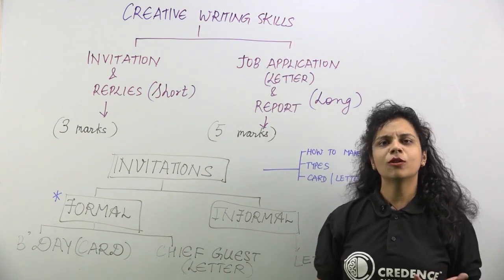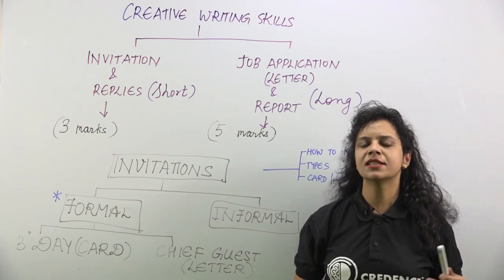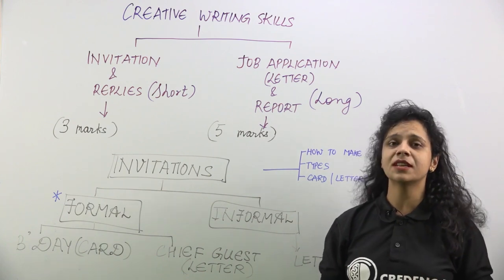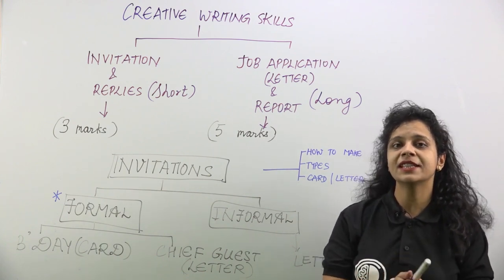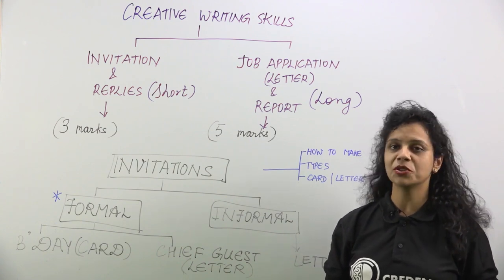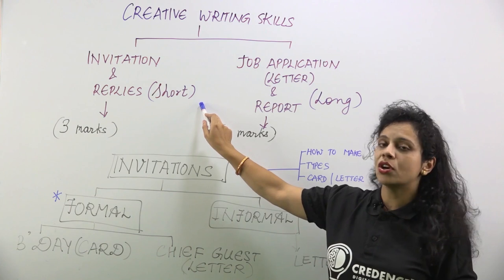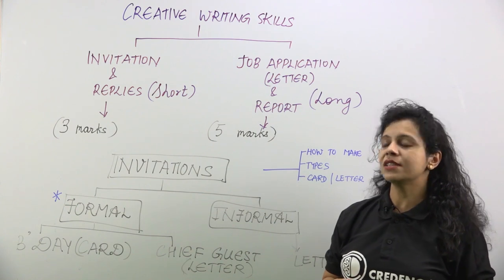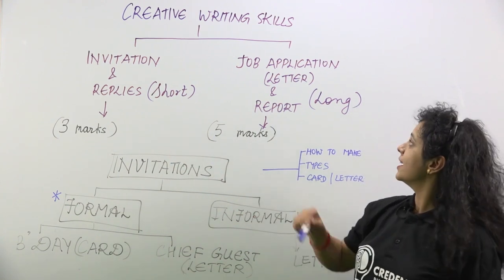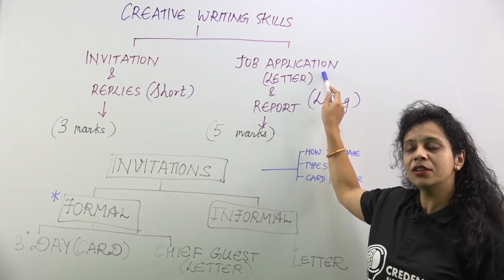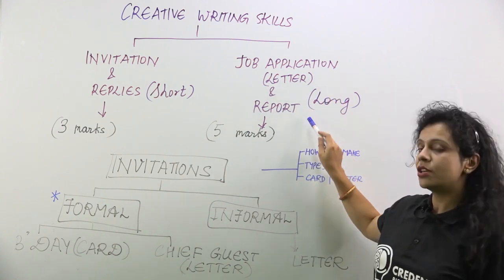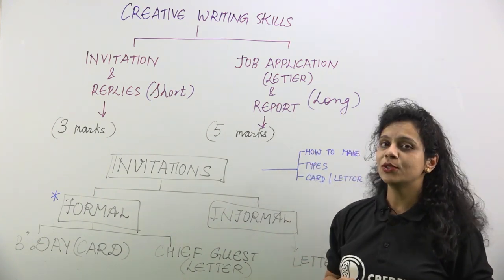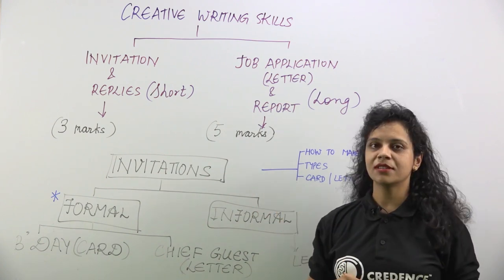Creative writing skills. Although you are habitual with the writing skills from the lower classes, because you always have writing skills coming in your exams, let's first understand the syllabus of writing skills of class 12 term 2 English. First, we will be discussing the short writing skills, which include invitations and replies, asked for 3 marks. The second category will be letter for job application and a report, both of which are included in long writing skills, which are asked for 5 marks. So today we will be starting with invitations and replies.